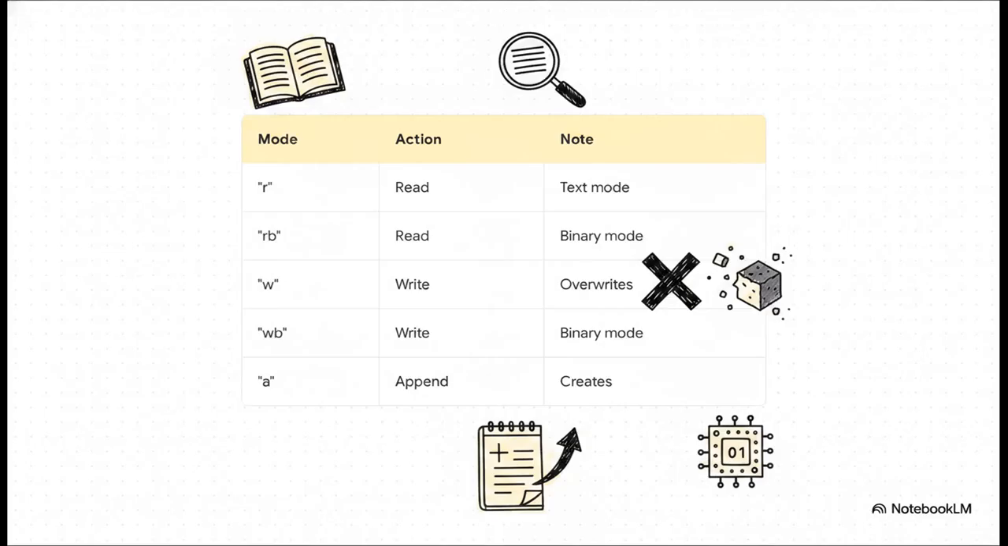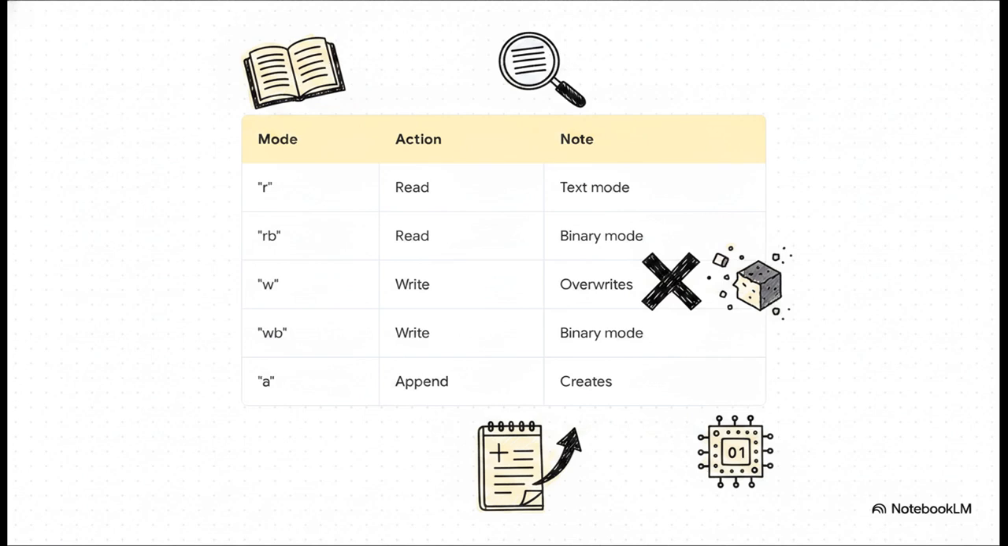C offers some very specific modes for different tasks. You use R if you just want to read a text file. If you're reading one of those binary files, you just add a B to make it RB. For writing, we use W. But be super careful here. Using W will completely overwrite any existing content in that file.